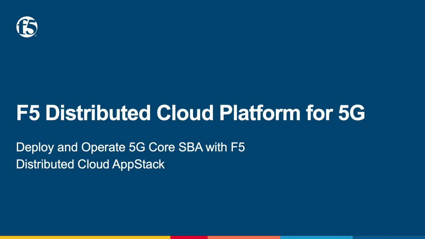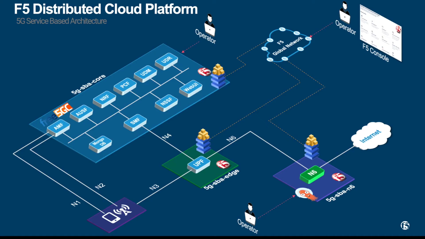In this demo, we will demonstrate how the F5 Distributed Cloud Platform can power service providers' move to a cloud-native architecture. This demo will show a 5G core running in one instance of F5 Distributed Cloud AppStack, and a second instance of AppStack running the UPF, all orchestrated, managed, and monitored through F5 Distributed Cloud Console. First, we will look at the topology of the demo.